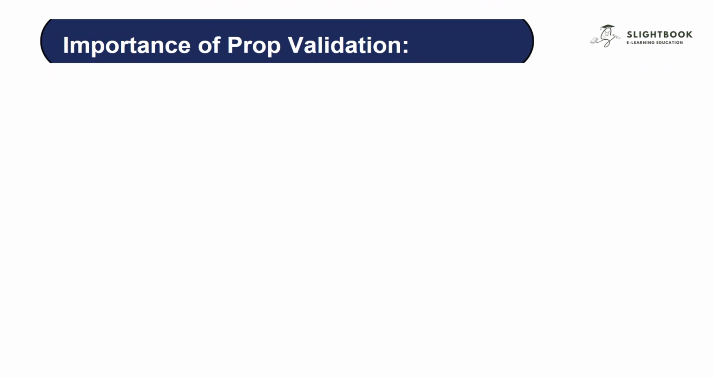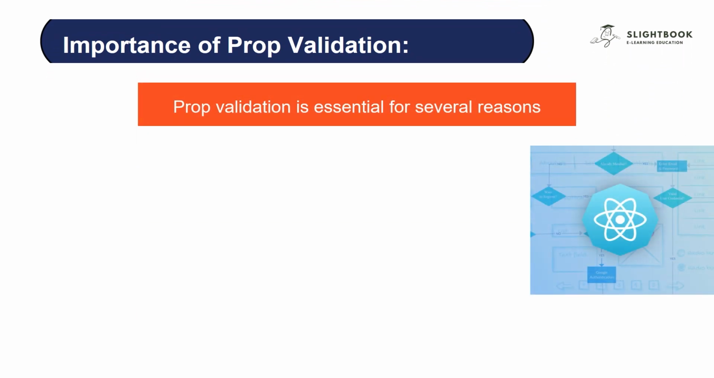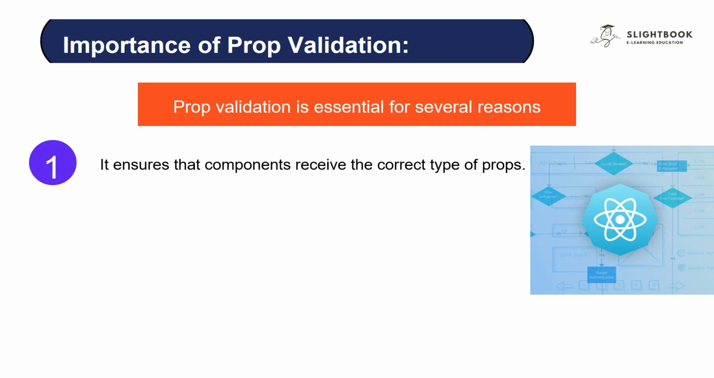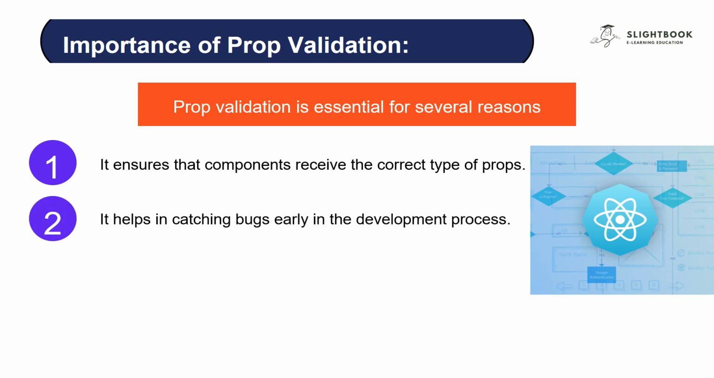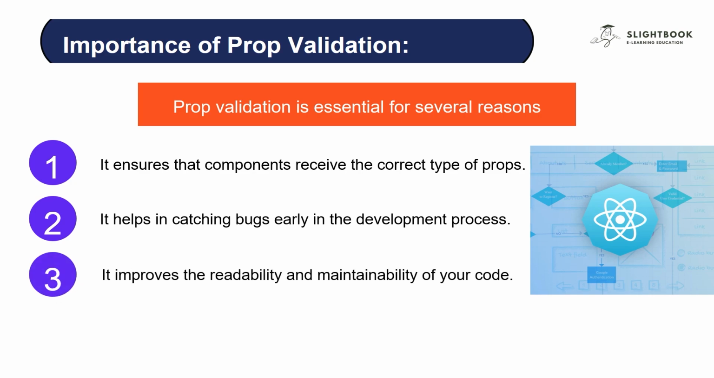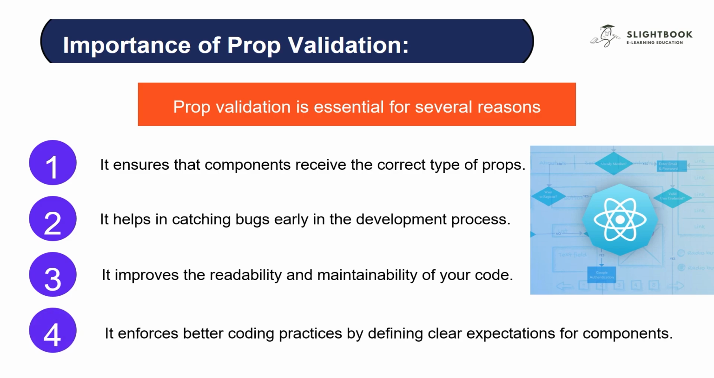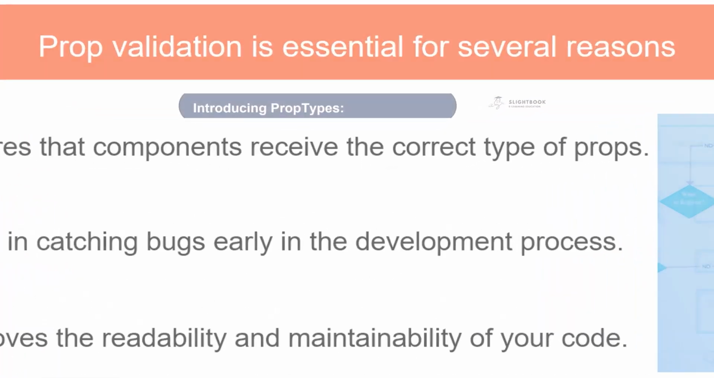Now let's look at the importance of prop validation. Prop validation is essential for several reasons. Number 1, it ensures that components receive the correct type of props. Number 2, it helps in catching bugs early in the development process. Number 3, it improves the readability and maintainability of your code. And number 4, it enforces better coding practices by defining clear expectations for components.